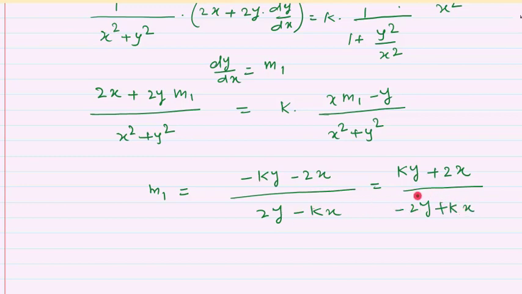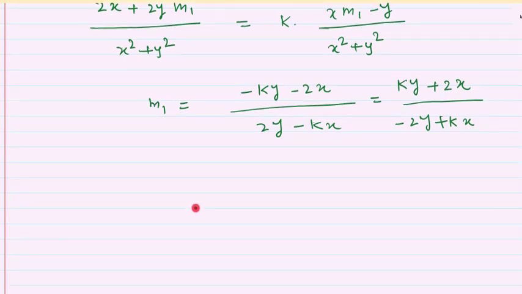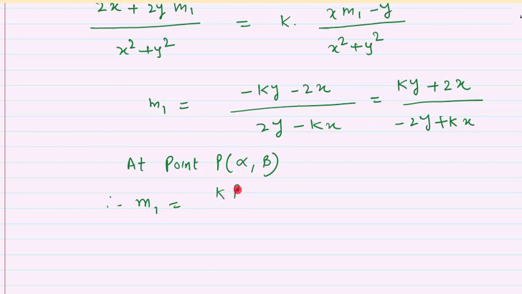So this is m1, that is the slope of the tangent of the curve at any point which is xy, but we need to calculate it at P. So let us mention at point P, which we have already considered coordinates as alpha beta. So therefore m1 is k beta plus 2 alpha upon k alpha minus 2 beta. So this is m1 with us.